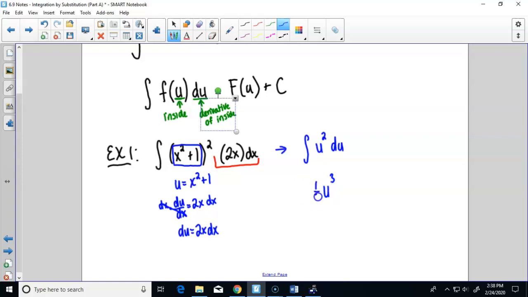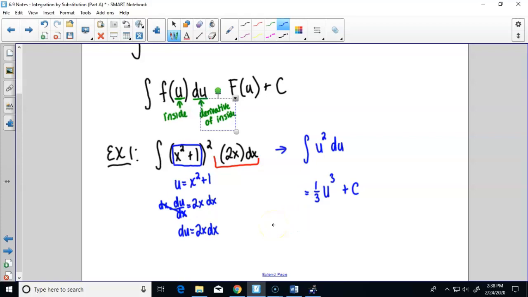Good. So we'll have like a 1/3 out here. You could write u to the third over 3. That would work well too. And then anytime we integrate, what do we have to put on the end? Plus c. Okay. So we've got 1/3 u to the third plus c. Okay. So that is our integral.